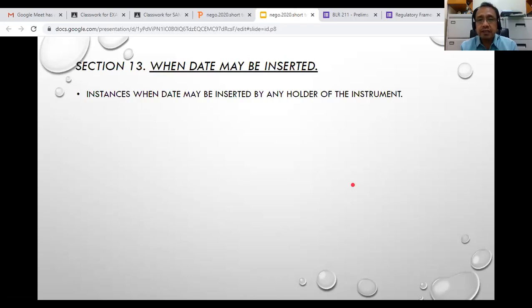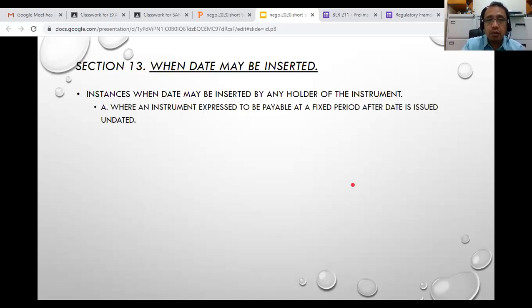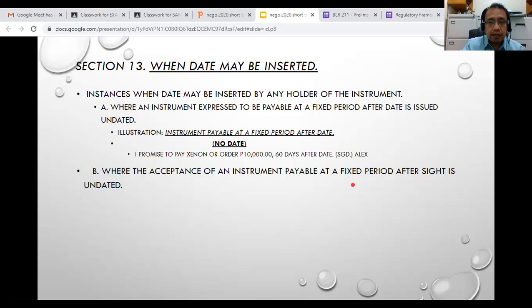And what are those two instances? Whereby the holder now of the instrument has that authority, has that disputable or rebuttable authority to insert the true date. Do you remember that? Where an instrument expressed to be payable at a fixed period after date is issued undated. And then the other one is where an instrument payable or accepted at a fixed period after sight is again undated. Okay? So take for example the first one. Where an instrument is expressed to be payable at a fixed period after date is issued undated.